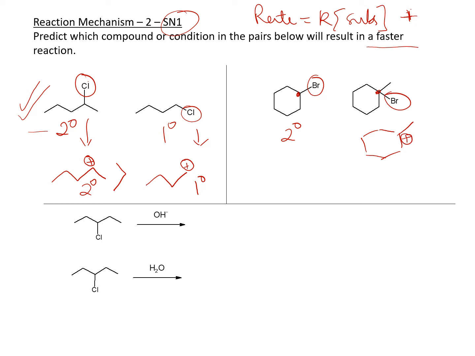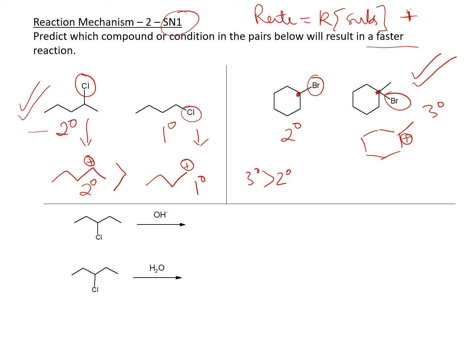The tertiary carbocation is going to be more stable than the secondary carbocation. So the second compound here is going to give you more favorable products, or the reaction is going to go faster, your yield is going to be more, everything will be better with the tertiary halide. That is for the second set of compounds we had to compare. Let's look at the last one.